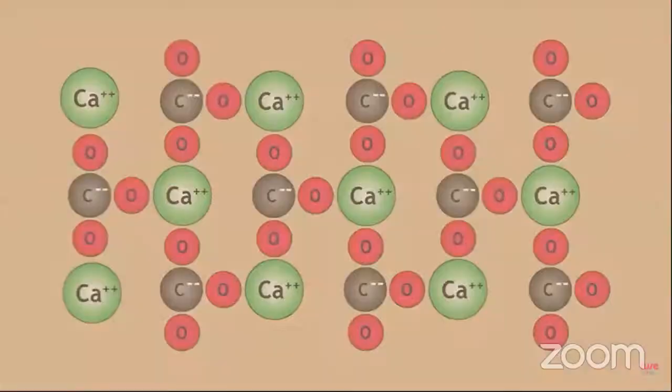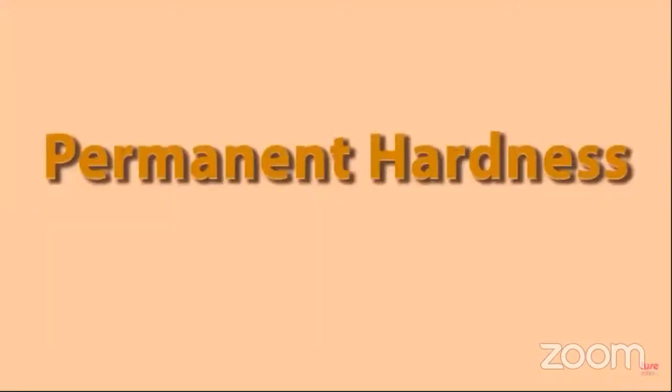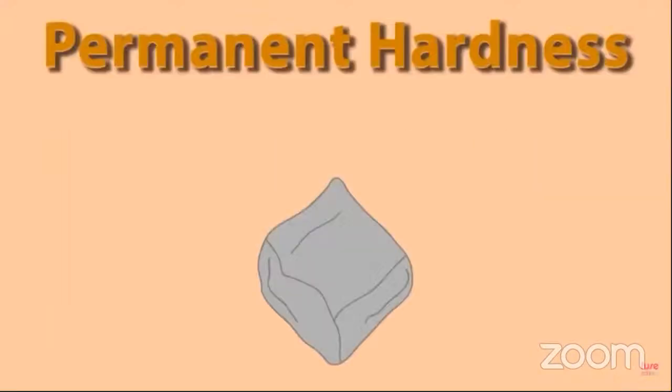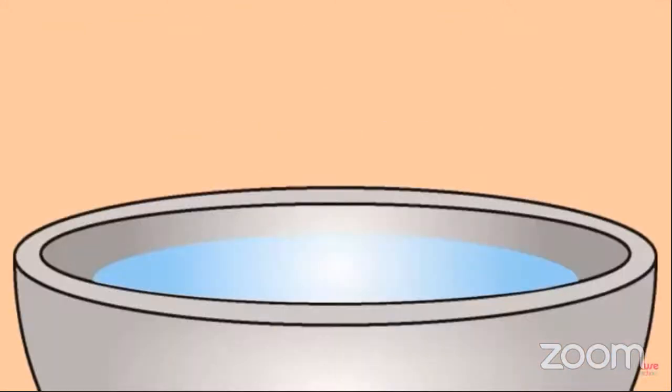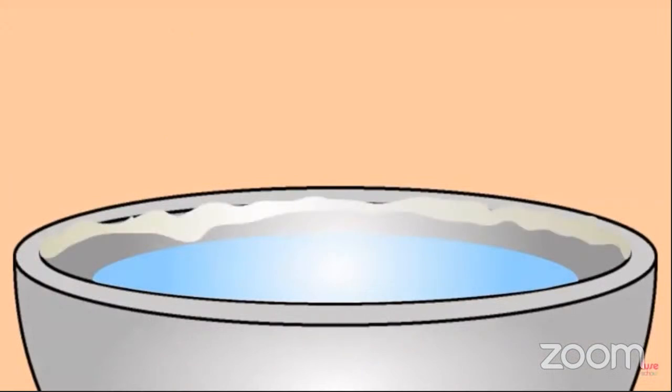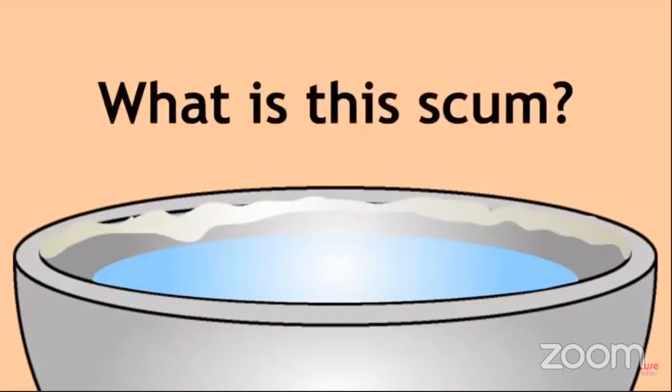Another form of hardness is called permanent hardness, which comes from rocks containing gypsum, which is calcium sulfate. In this case, you do not get lime scale, but you still, of course, get a scum with soap. So what is this scum?